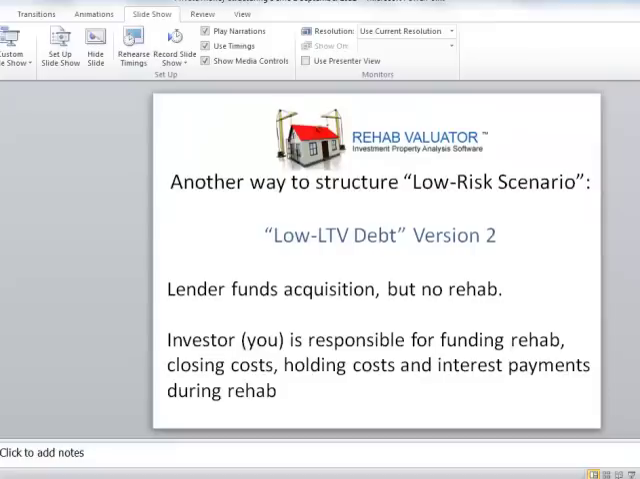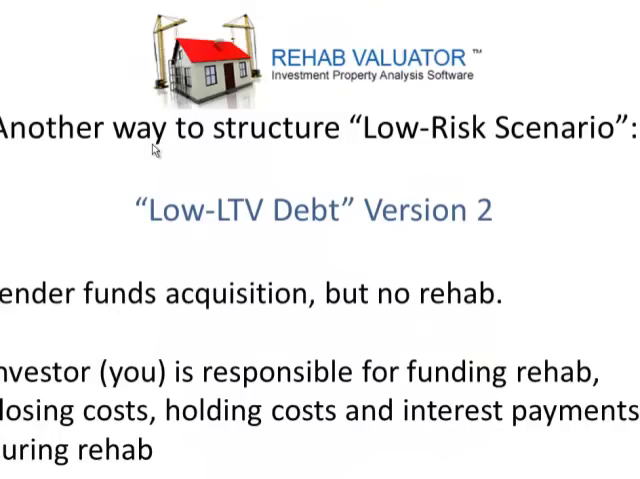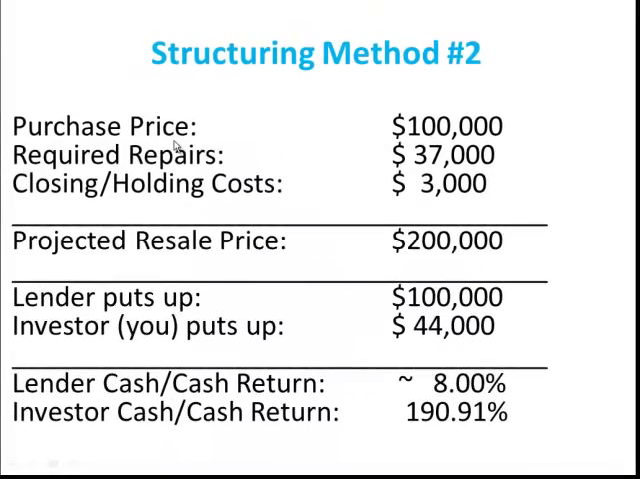So how do the numbers stack up here? Well, here your lender puts up $100,000. You only have to come up with $44,000 in cash. Your lender still makes an 8% annualized return on their money. And because you have to put up less cash, your cash on cash return on an annualized basis goes up. So if I were you, I would have the software open and just follow me along while we're doing this.